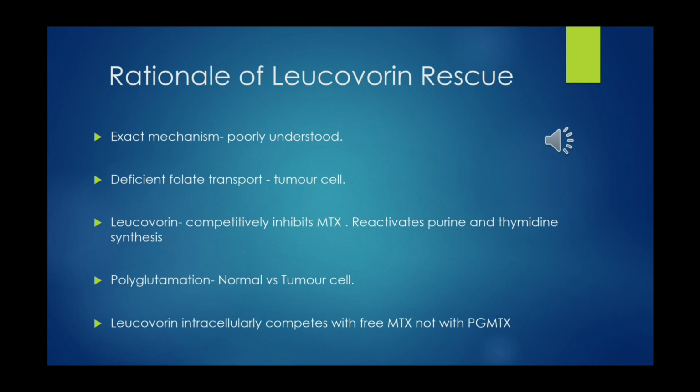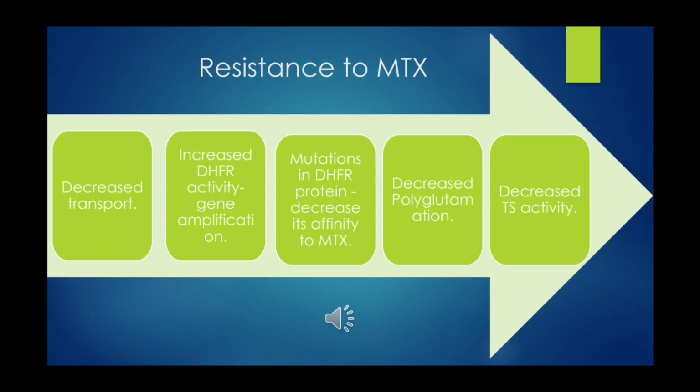The exact mechanism by which leucovorin helps in rescue of the cell is poorly understood. The deficient folate transport in the tumor cell may give us a clue as to why tumor cells are not rescued by leucovorin as compared to normal cells. Leucovorin competitively inhibits methotrexate and reactivates purine and thymidine synthesis. Polyglutamation in normal versus tumor cell explains why the tumor cells are more affected as compared to the normal cells by a high dose of methotrexate. The leucovorin intracellularly competes only with free methotrexate and not with polyglutamated methotrexate.